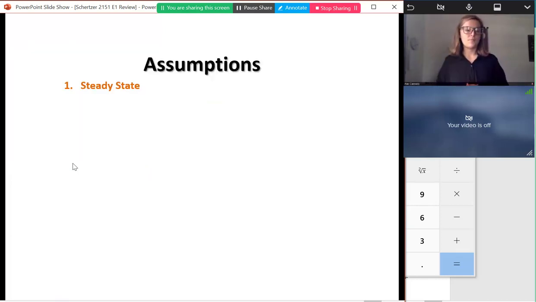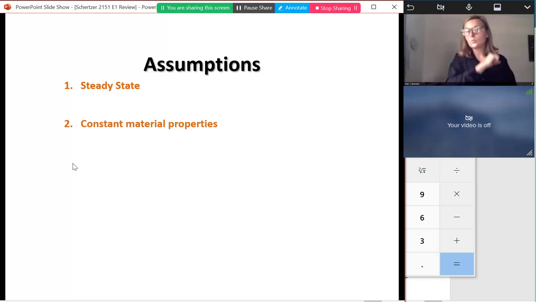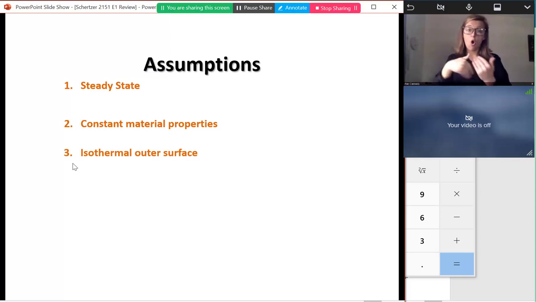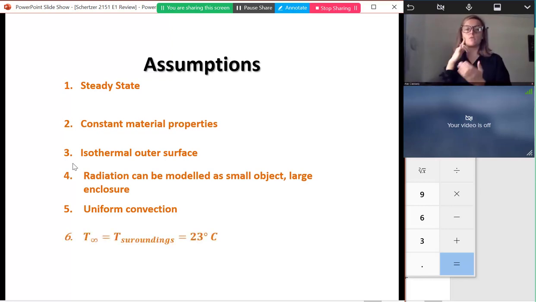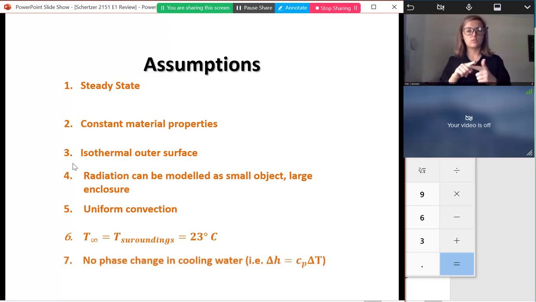Here we're going to assume that the system is at steady state, that all the material properties are constant. We're going to assume this every time, so at least write this down on all of your long answer problems. We have an isothermal outer surface; we're told that was measured. And we're going to assume that radiation can be modeled as a small object in a large enclosure, so we can use that equation. We're going to assume that the convection coefficient is uniform over the whole surface, and that T infinity is equal to T surroundings. Oh, we got one more.